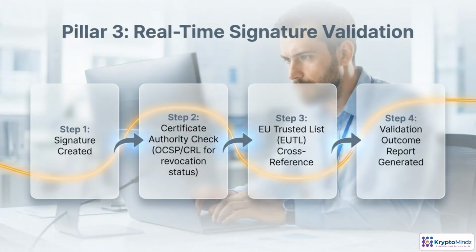When a qualified signature is created, you still need to know if it's trustworthy at that moment. The system first checks the signing certificate with the issuing authority to see if it's expired or revoked, usually via OCSP or CRLs. It then confirms that this authority is actually a qualified provider by checking the EU trusted list. Finally, it packages the result into a validation report the bank can rely on later in audits or disputes.